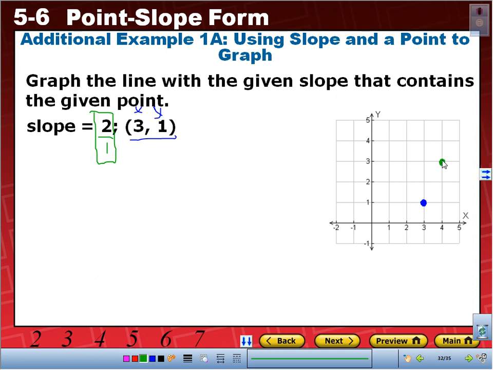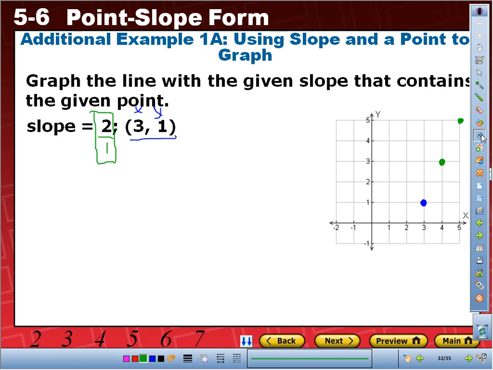So for this one, 2 up and 1 to the right. I plot my point. I do it again, 2 up and 1 to the right. I do it again, 2 up and 1 to the right. And then from there, step 3, graph your line. Nice and straight like mine. Copy that, please.